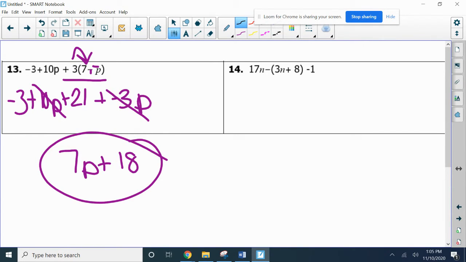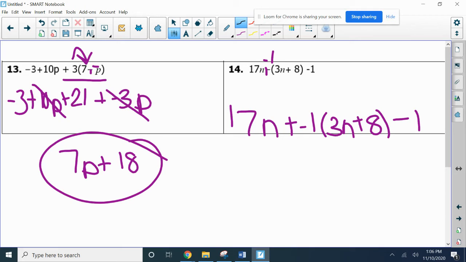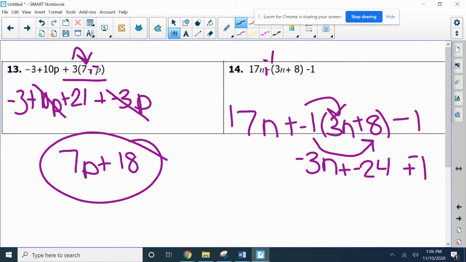Stuff like this when we were distributing. When I have a negative like the parentheses like that, we're going to make that plus a negative 1. So I'm going to rewrite this as 17n plus negative 1 times 3n plus 8 minus 1. All right, so when I have a negative sign like that, I'm distributing a negative 1 into those parentheses. So I'm going to say negative 3n, negative 1 times 3n, and then negative 1 times 8. So negative plus negative 24. Then I'm going to bring everything else down. I'm going to make that plus a negative, and then I have 17n plus.